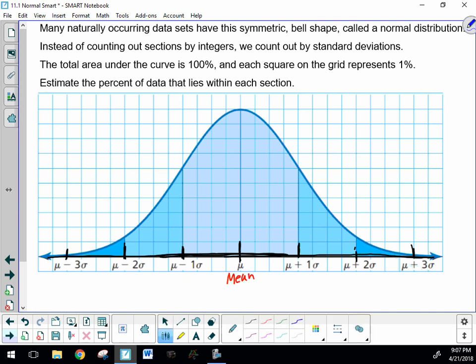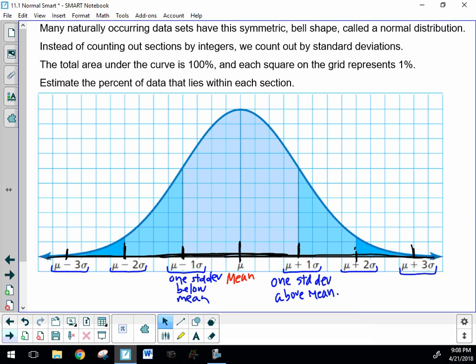and this next one to the right of that is saying it's 1 standard deviation above the mean. And this one next to it would be 2 standard deviations above the mean, and this one next to it would be 3 standard deviations above the mean. And in the other direction, it would be 1 standard deviation below the mean, 2 standard deviations below the mean, and 3 standard deviations below the mean.